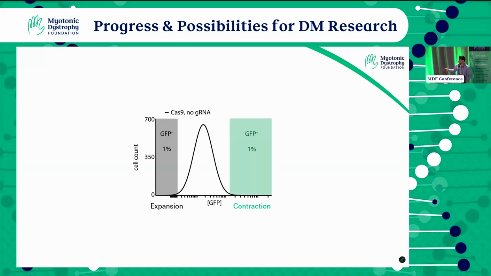And what you do is you do two gates. One gate which is the dim cells, the GFP minus, so the cells that have expansion. And the other gate is 1% with GFP plus, so the brightest cells, the cells that have contractions. And then you plot your curve with the drug you're testing or your Cas9 case. If you see that you have more cells in the GFP plus, that means your drug is actually inducing contractions. But if you have more cells in the GFP minus, that means your drug is actually inducing expansions.